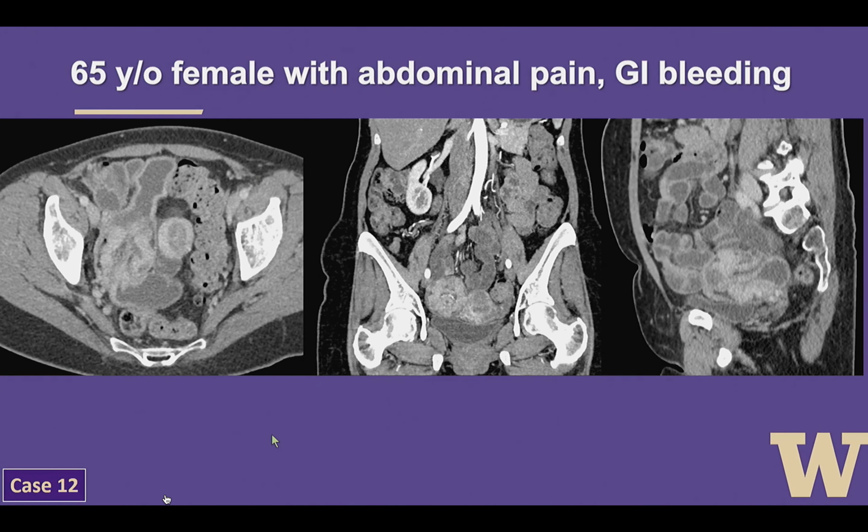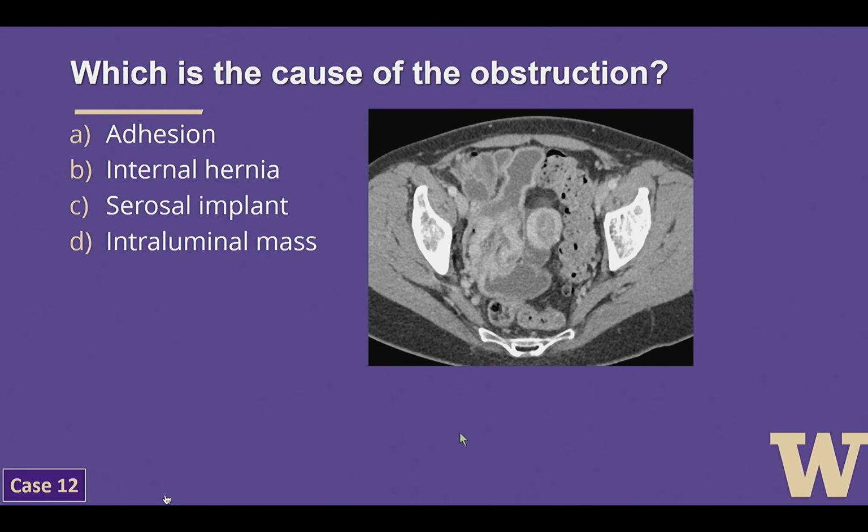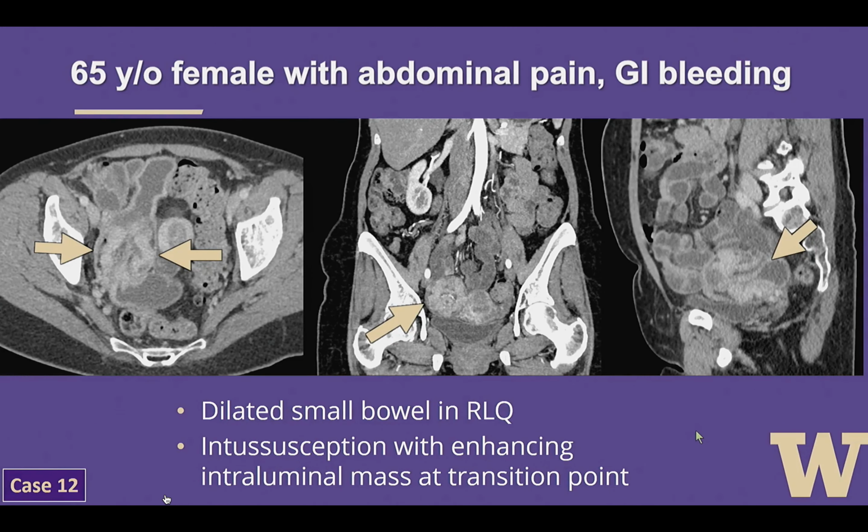Case 12 is a 65-year-old female with abdominal pain and GI bleeding. The question is, what is the cause of obstruction: adhesion, internal hernia, serosal implant, or intraluminal mass? So in this patient, we have dilated small bowel in the right lower quadrant, and at the transition point, you see intussusception with an enhancing intraluminal mass corresponding to the transition point.